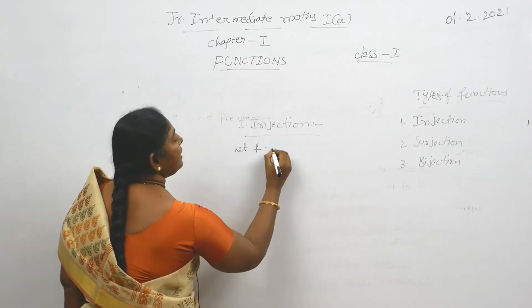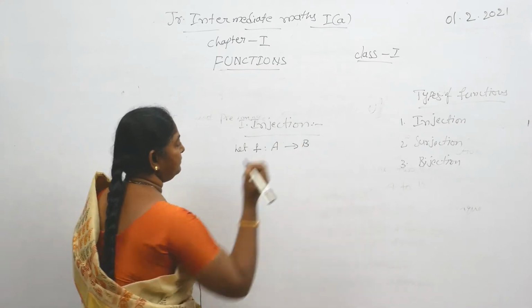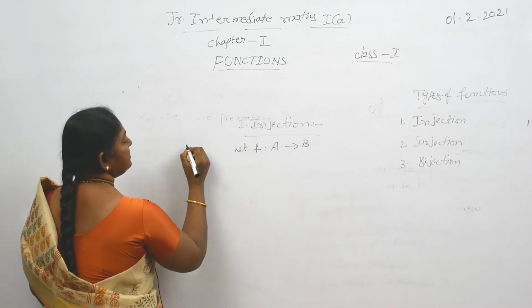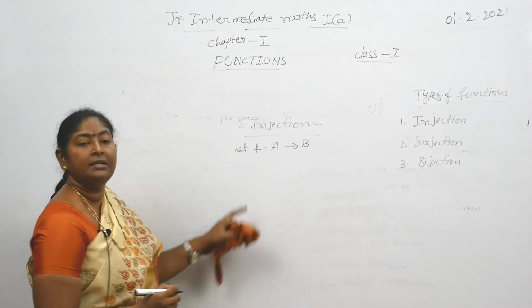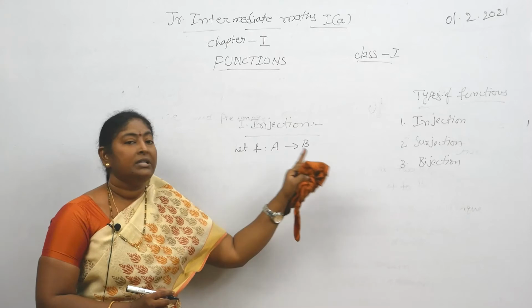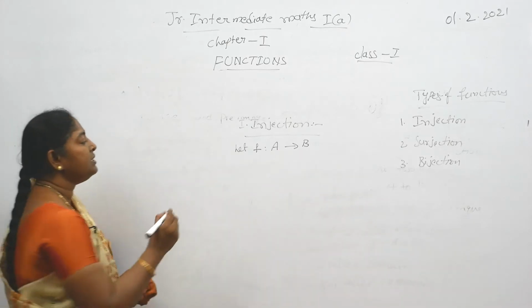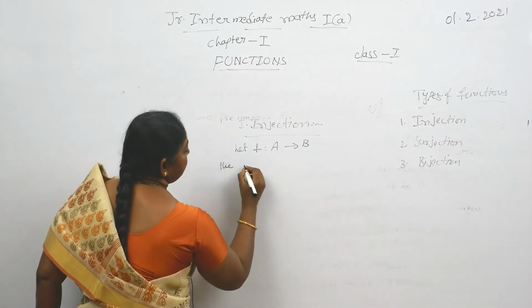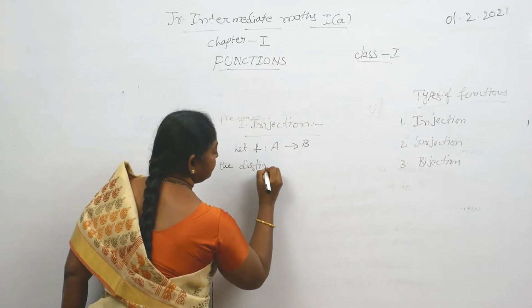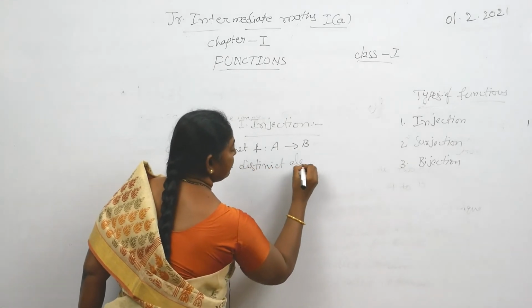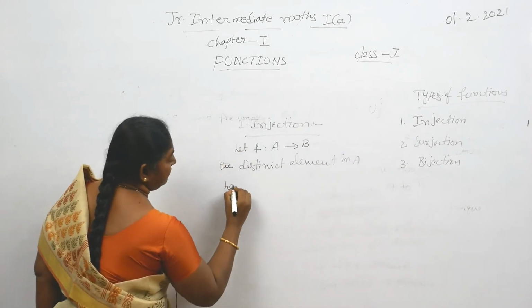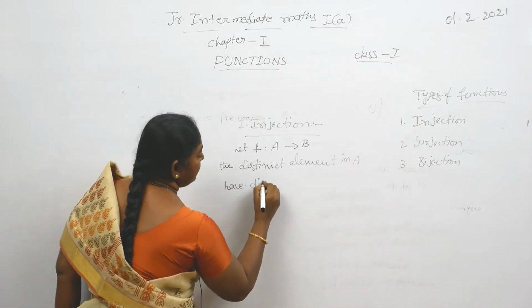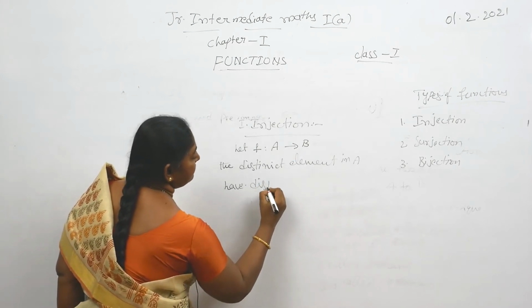Let f be a function from A to B, where A and B are two sets. Then distinct elements in A have distinct images in B.